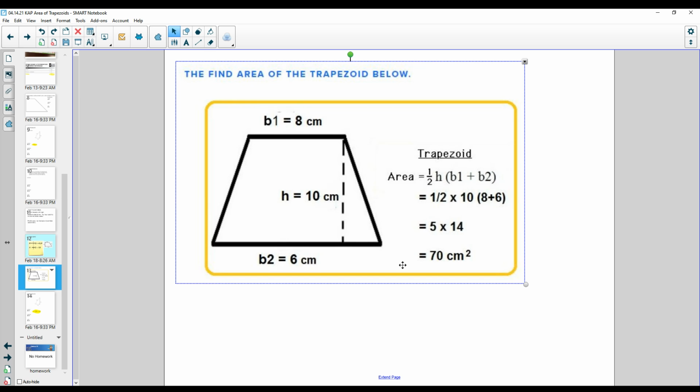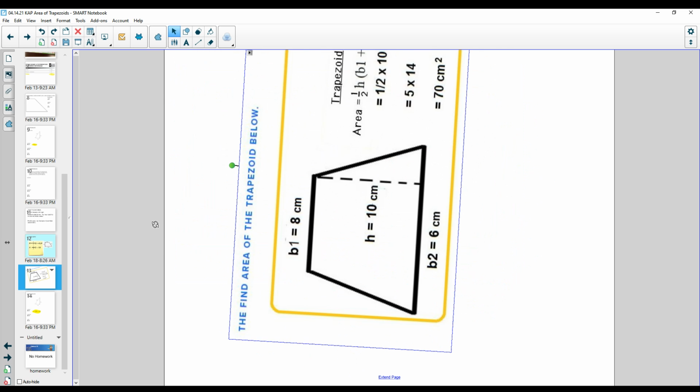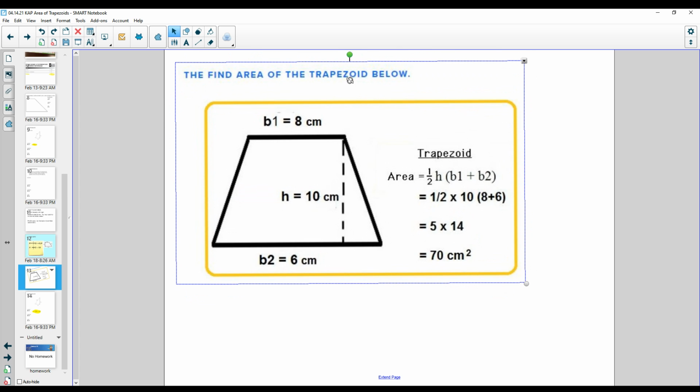To find the area, you do half times the height times you have to add the two bases together. Why is this a base? Because you say, but base should be at the bottom. If you turn this literally upside down, you can see why it is a base. So you have to add up the two bases. 8 plus 6 is 14. And then find the height, which is 10.